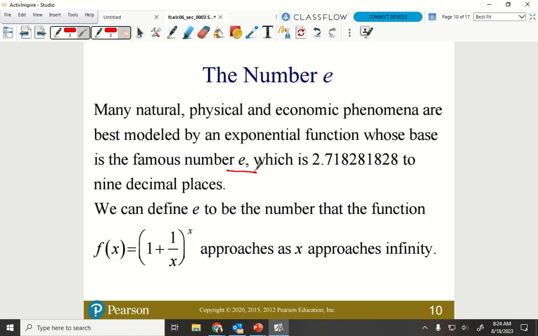So this is it to 9 decimal places. Pi is a similar number that shows up all the time, which is 3.14 and so on. E is similar. We can define e as the number that the function right here approaches as x approaches infinity. That is a limit, where as we keep doing this over and over, we get into larger and larger numbers, approaching infinity.